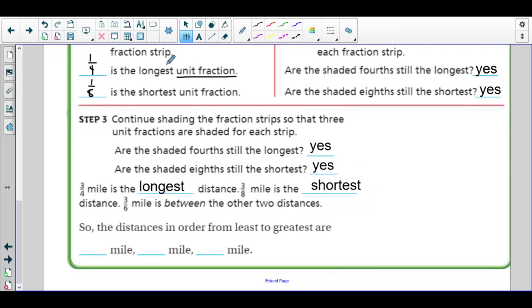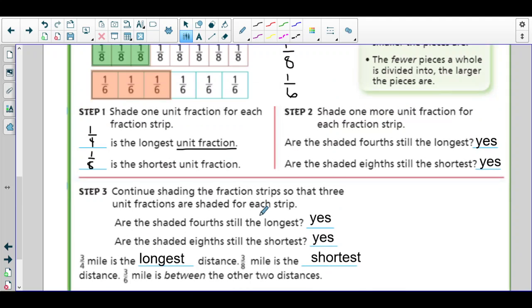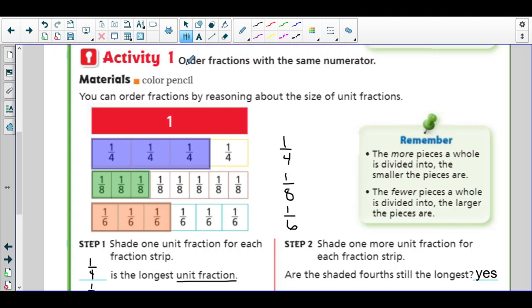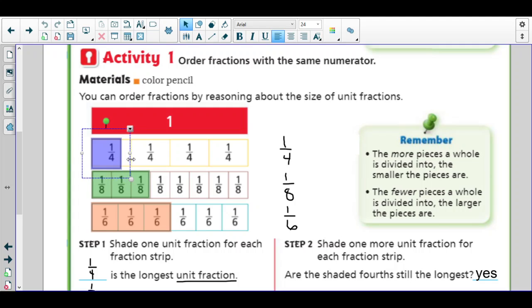So we're going to go from shortest, so 3/8, 3/6, and then 3/4. All right. And if we come back up here and kind of do this in the steps or the manner that they were wanting us to do.